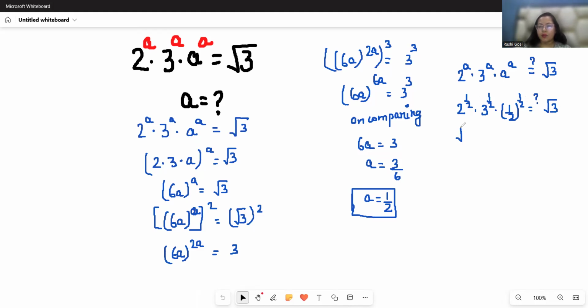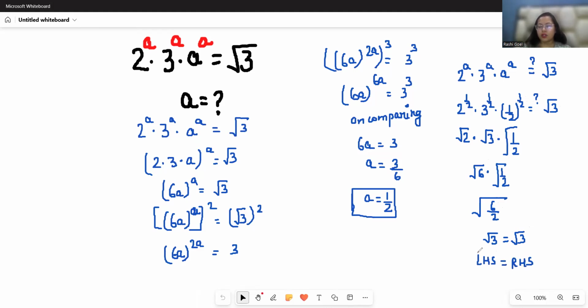So 2 power 1 by 2 we write square root 2, square root 3 times square root of 1 by 2. So this becomes root 6 times root 1 by 2, which we can write as root 6 by 2, which is equals to root 3. So yes, LHS is equals to RHS. So a is equals to 1 by 2 is the verified solution.